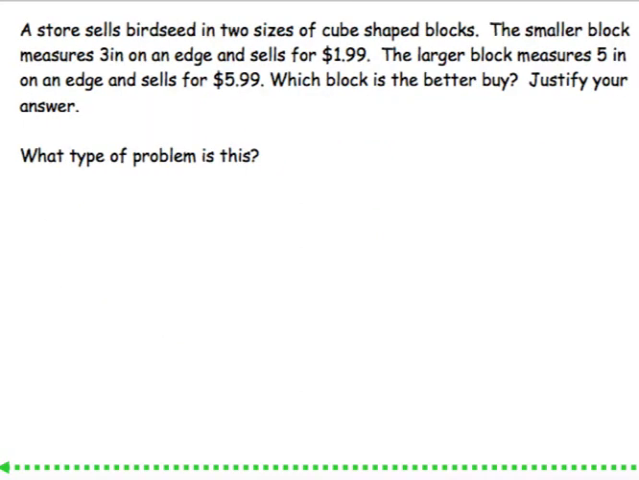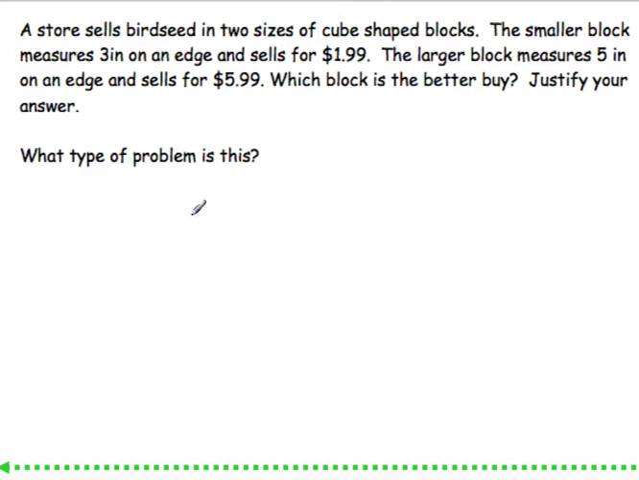And then the last one, thank goodness, because my handwriting on this is going to make me crazy. A store sells birdseed in 2 sizes of cube-shaped blocks. The smaller block measures 3 inches on one edge and sells for $1.99. The larger block measures 5 inches on an edge and sells for $5.99. Which block is the better buy? Justify your answer. What type of problem is this?